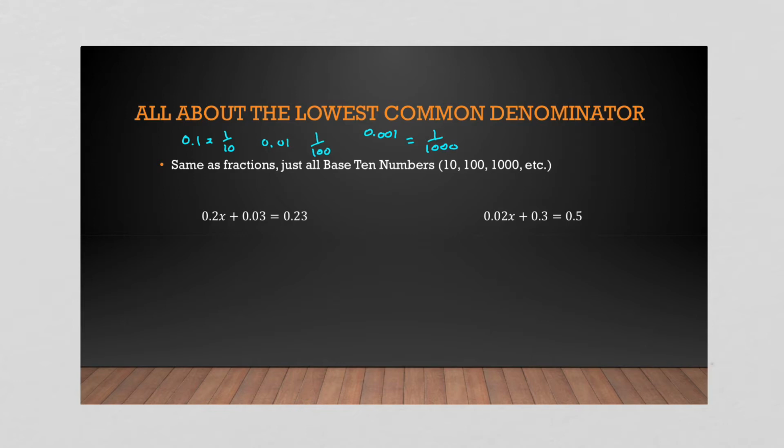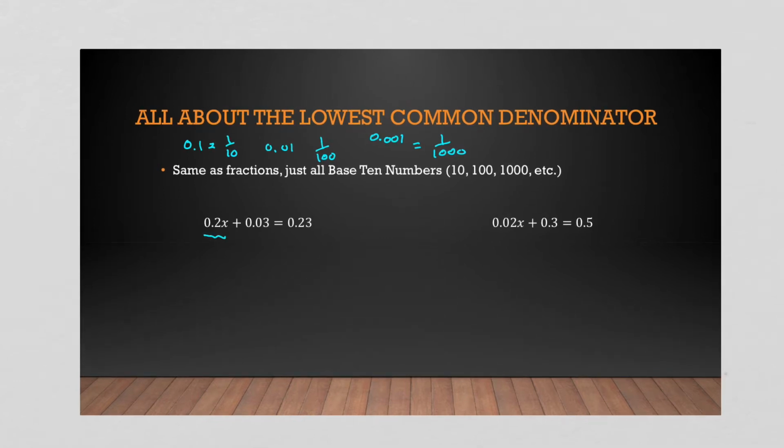So let's look at what we have. Okay, this is going to be tenth, hundredth, hundredth. So we need to multiply everything by the lowest common multiple, which in this case will be 100. So just multiply everything by 100. It moves your decimal. So this becomes 20x, this becomes 3, and this becomes 23. So it just makes life a little bit easier, right? We don't have to deal with the decimals.